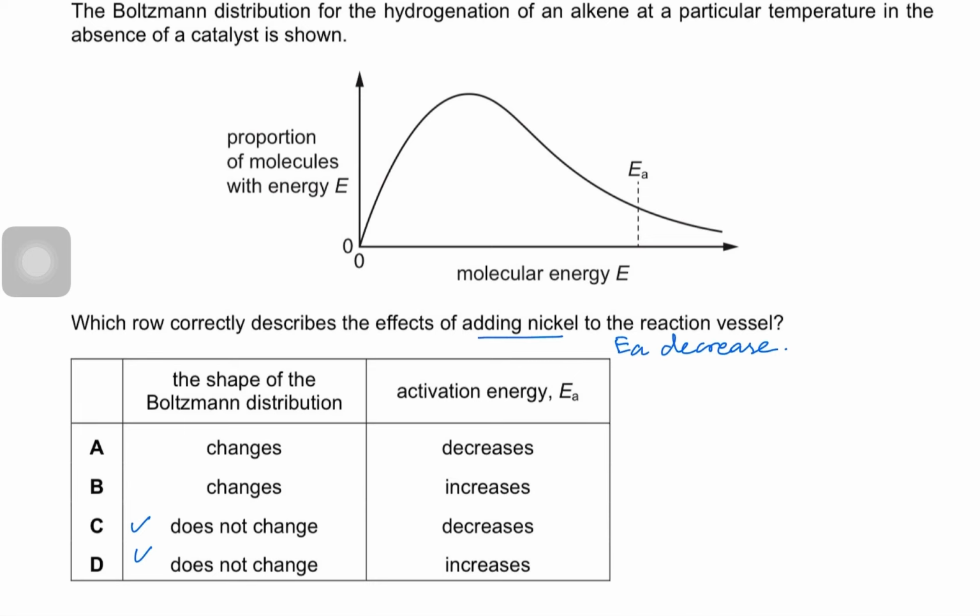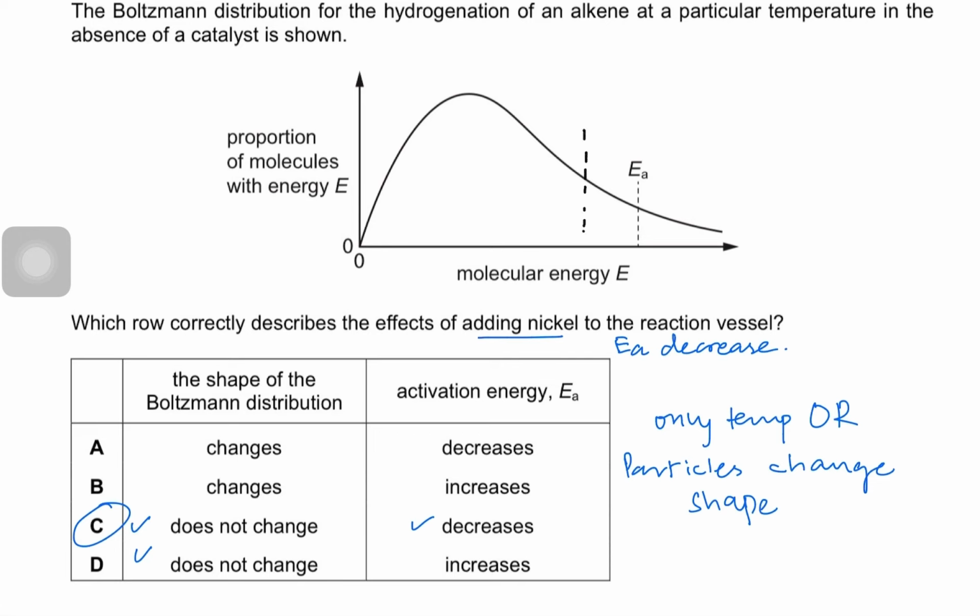But I can also see that the shape of the Boltzmann distribution doesn't change. Only temperature or particles change the shape. Your activation energy should decrease, but the overall shape of the curve should not change. So C for cat is the right answer. You can see here, if I draw the graph, in the presence of nickel, the activation energy decreases. First, there were fewer particles with energies qualifying, now there are more.